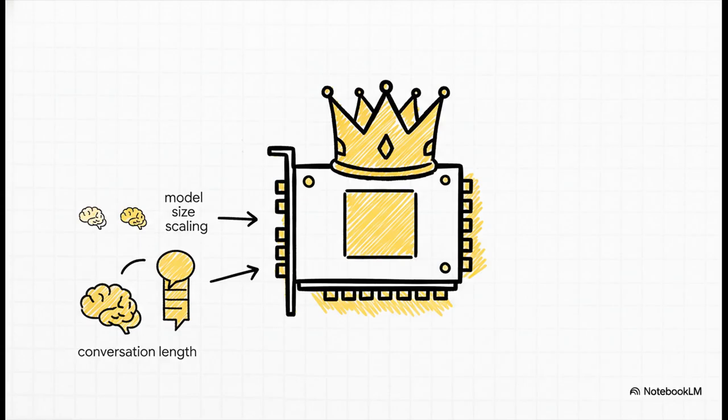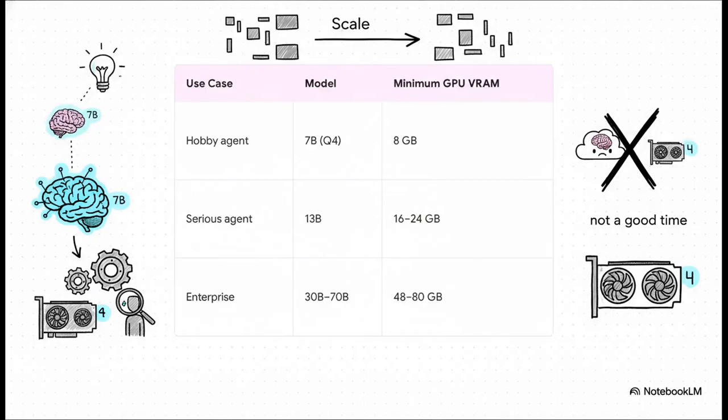There is no getting around it. It determines how big of a model you can run and how long of a conversation you can have before things fall apart. And this table lays it all out nice and simple. It shows you exactly how much VRAM you need based on your ambition. If you're just a hobbyist messing around with a small 7B model, yeah, you can get by with 8 gigs. But if you want to build a serious agent, you've really got to be in that 16 to 24 gigabyte range. If you try to do serious work with less, you're just going to have a bad time.